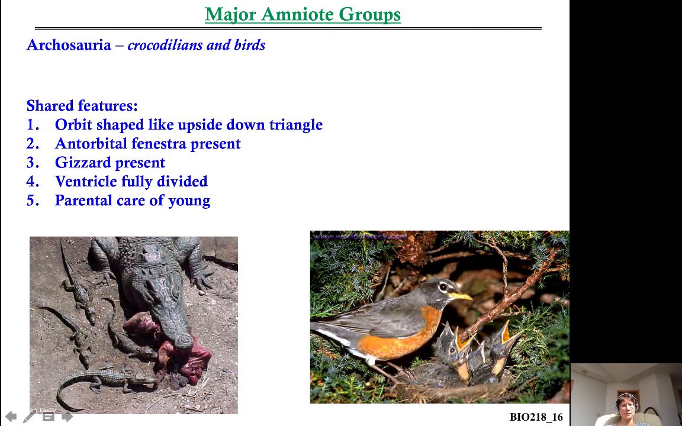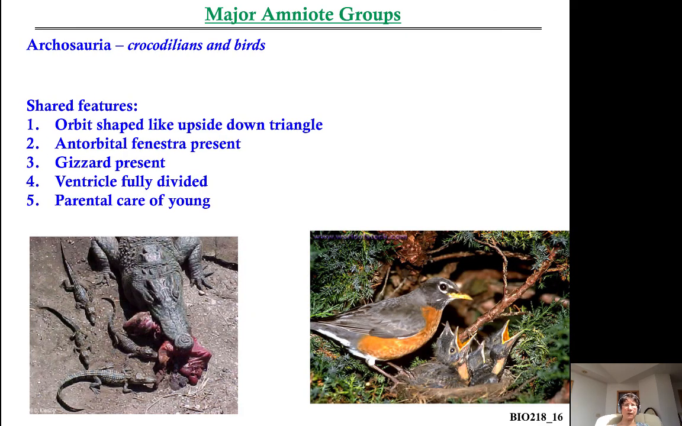Other characteristics they share in common is parental care. They are both incredibly adept at taking care of their offspring. Crocodilians will take care of their offspring up until about 2 years of age. With birds, it's usually a little bit less, depending on the bird species that you're talking about. But they will spend their time caring for them, keeping them out of danger, feeding them. They're quite sweet.